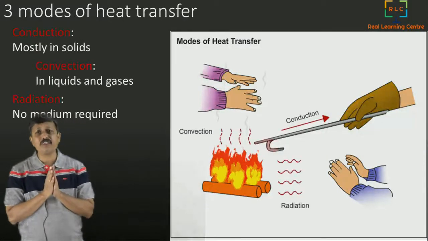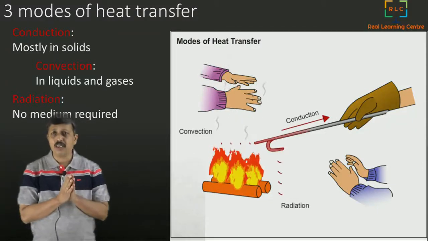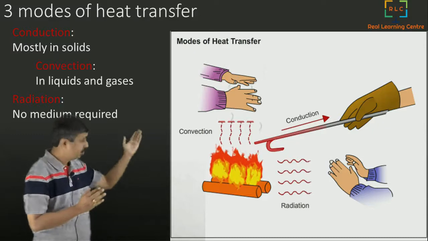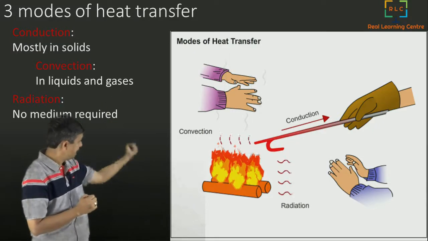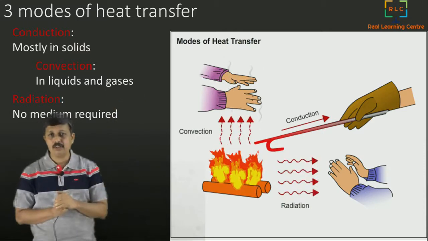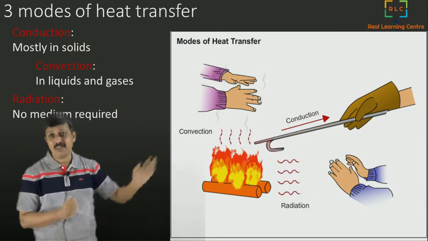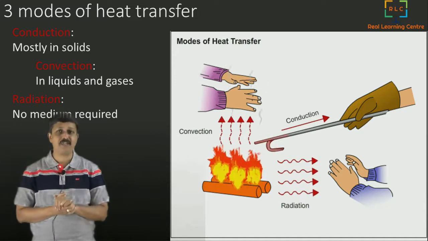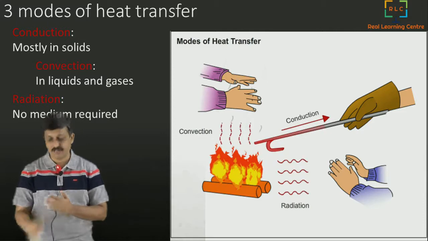So what we learned in the previous video: conduction happens through solids, and convection happens through liquids and gases, which basically carry the heat and move up as they get lighter. And for radiation, no medium is required. You still get warm when you sit by the side of the fire. Those are the 3 modes of transfer we discussed.